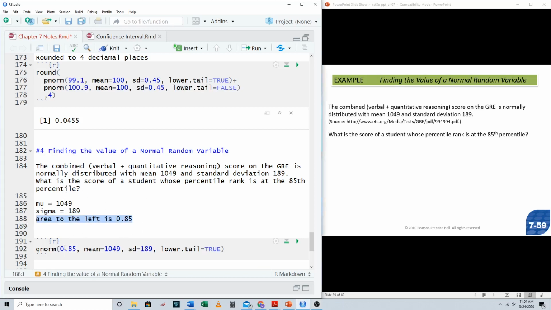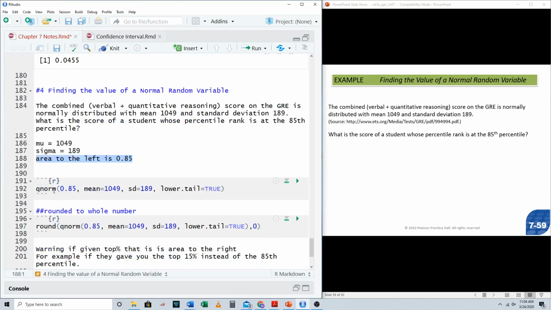So this goes back to Q norm, and just like we did with P norm, instead of typing in the z-score, we typed in area first. So the 85% is the area. Mean, standard deviation, lower tail equals true. And again, if it's area to the left, lower tail is true. And I gave a little warning here, this is not on your PowerPoint anywhere, but just in case they ever give you top percent, there's something else we have to do.